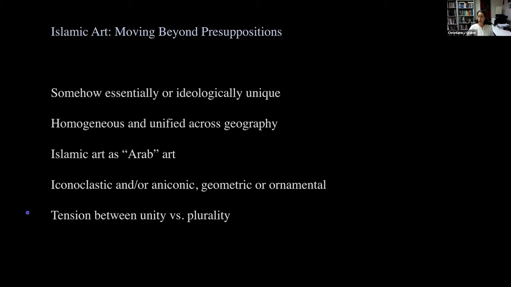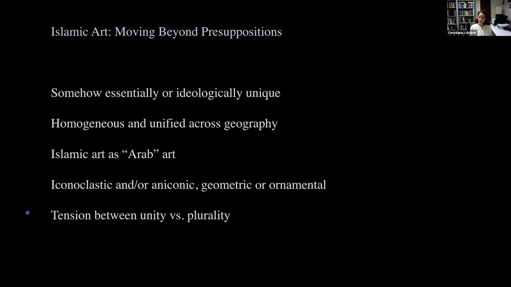Islamic art can be Persian art, can be Central Asian art, it can be Indonesian art, it can be American art, it can be Chinese art. So countries need not be majority Muslim even to have Islamic art. It can take place anywhere since the arrival of Islam and manifest itself in local variants. So it's fluid and polyvalent and very capacious as a field of production. And it is by no means just strictly geometric or ornamental or devoid of figural imagery. And that's where you see that there are some very productive tensions for us to explore: unity versus plurality.